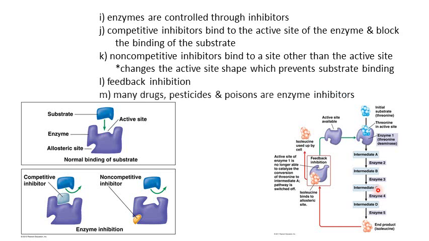Now, many drugs, pesticides, and poisons are actually enzyme inhibitors. So, there's the story of sarin gas being released in a Tokyo subway back in the mid-90s. Well, that sarin gas shuts down an enzyme called acetylcholinesterase, and that enzyme is critical to the normal functioning of the nervous system. And so the nervous systems of those individuals that breathed in the sarin gas were no longer functioning like they should have. They were not under appropriate control. So many individuals died from that.